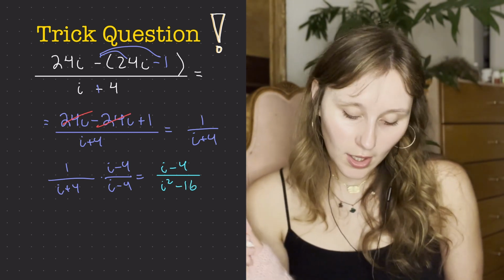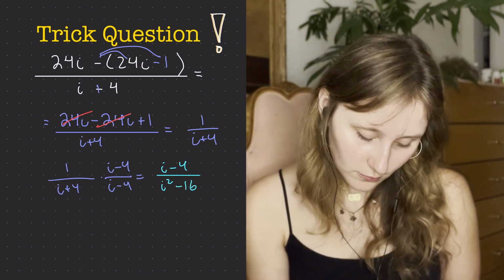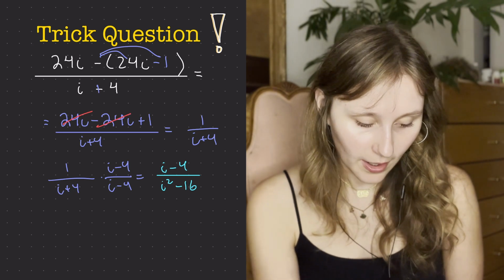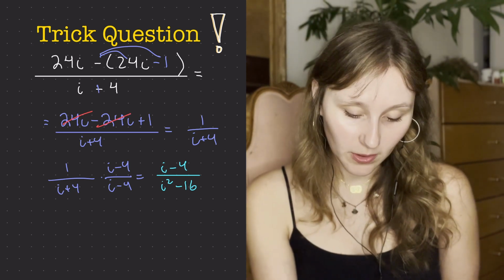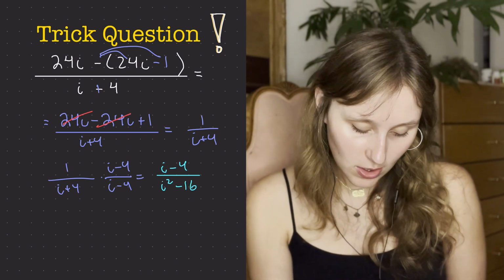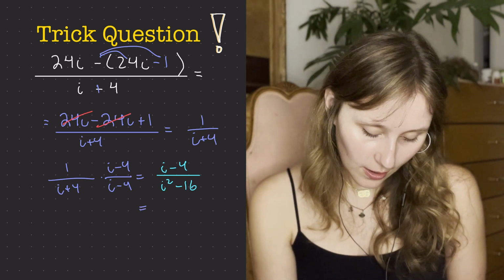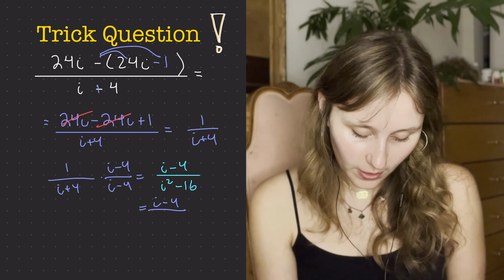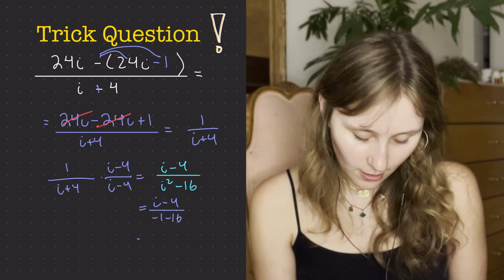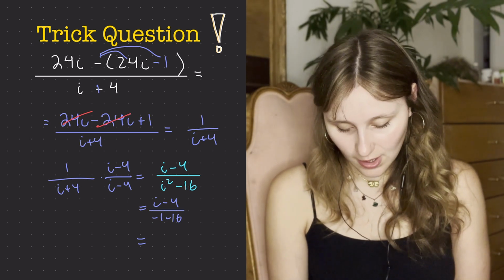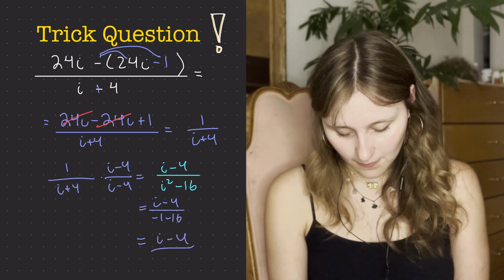Okay, and then we are going to turn that i squared into a real number, because that is what it is. So this is going to be i minus 4 all over minus 1 minus 16. Finally, we get i minus 4 over minus 17.